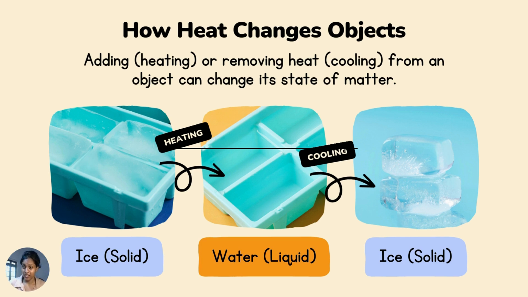Alright, let's dive in. So, what happens when you heat or cool something? Well, adding or removing heat can actually change the state of matter. That means something can go from solid to liquid or liquid to gas just by playing with heat. Let's take ice for an example. If you heat it, it melts into water. And if you freeze it back again, it forms ice.